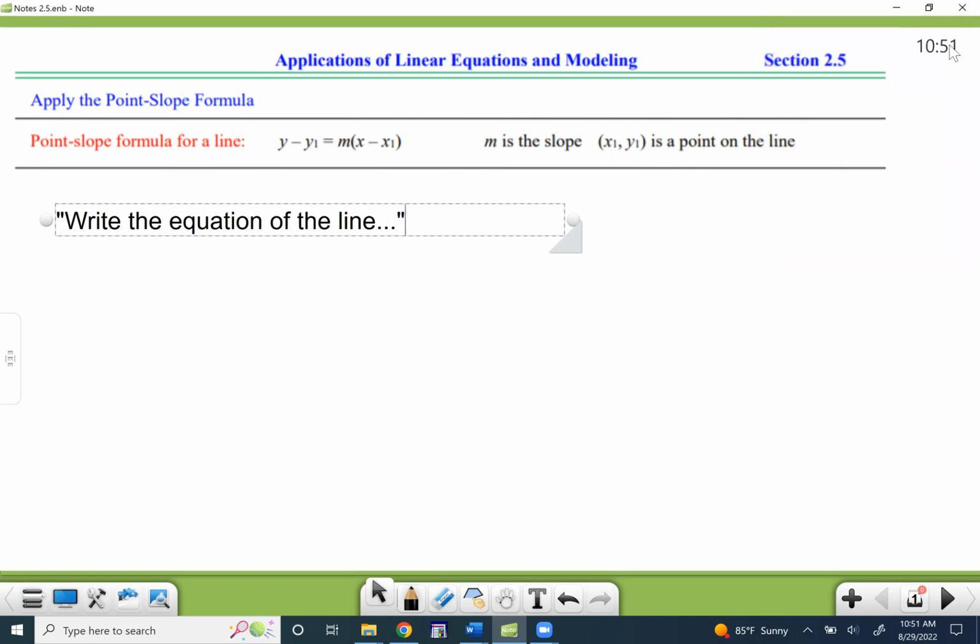We actually use this quite a bit in calculus. This is kind of our go-to for writing tangent lines. So it's not going anywhere, you guys. It'll be around for a long time, okay?